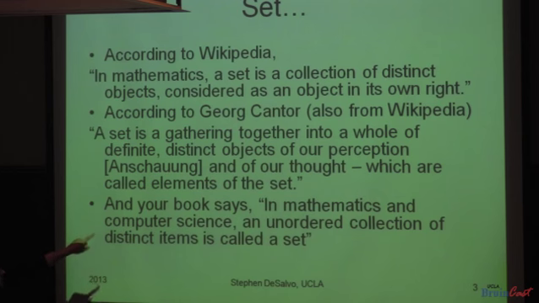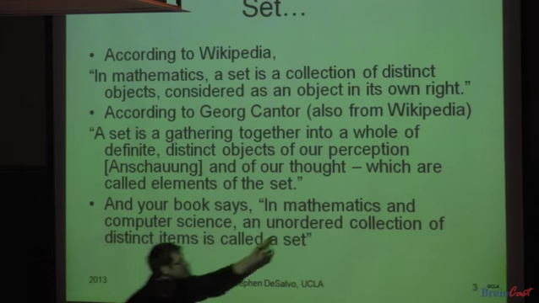Georg Cantor says, a set is a gathering together into a whole of definite distinct objects of our perception and of our thought, which are called elements of the set. It's very deep. Okay. And your book says, in mathematics and computer science, an unordered collection of distinct items is called the set. These are the two important characteristics.